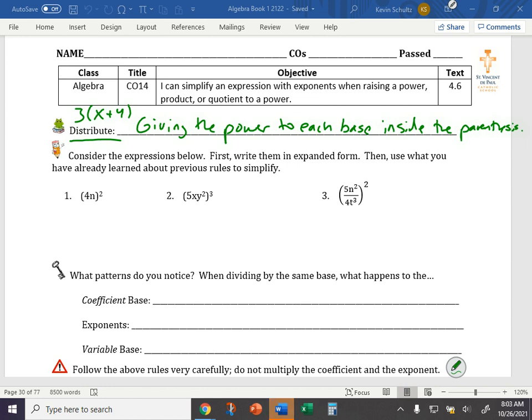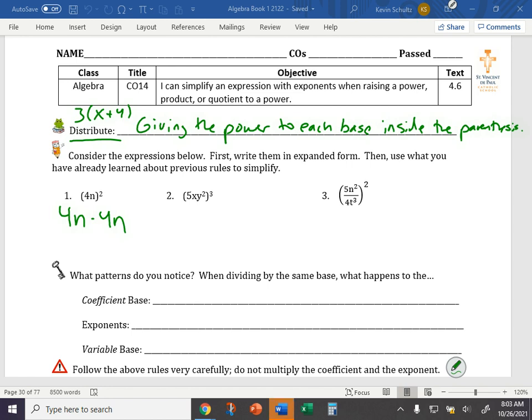So expanded form here for 4n squared. What's the base of that power of 2, Max? 4n. So what's being squared is 4n, right? We're multiplying 4n times itself. What makes the 4 part of the base, what we talked about, are those parentheses.